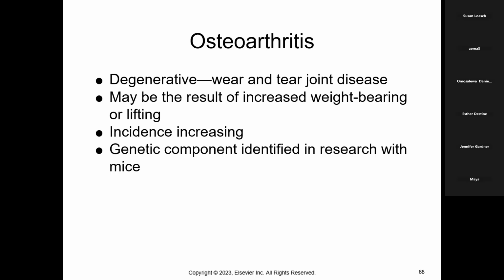Eventually, the cartilage wears down and it's bone to bone. So that's why they call it wear and tear. It's a major cause of disability and people being absent from work because normal people would call out, but not nurses.